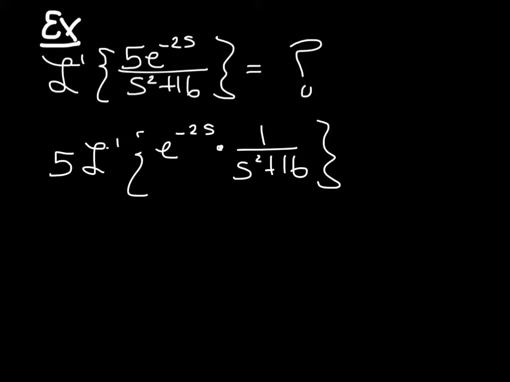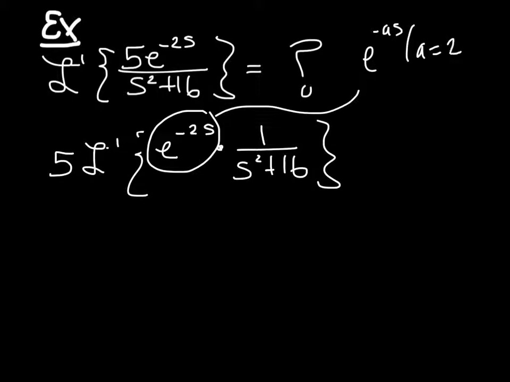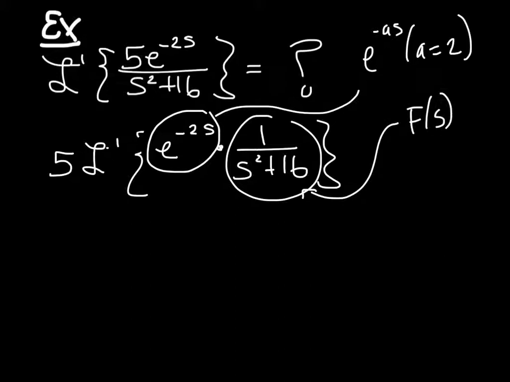And this definitely looks like our theorem 1. This guy, that is our e to the negative as in our book, so our a is definitely 2. And then this guy is definitely a function of s, so I'm going to go ahead and rewrite this.